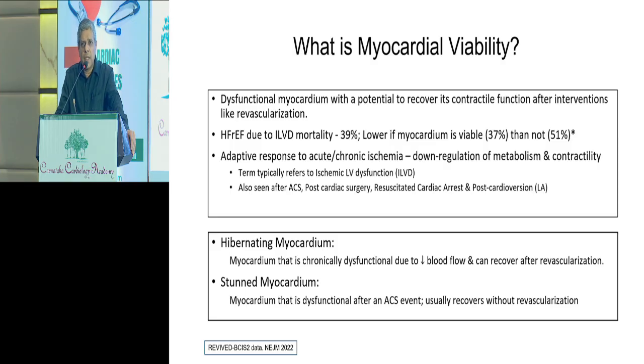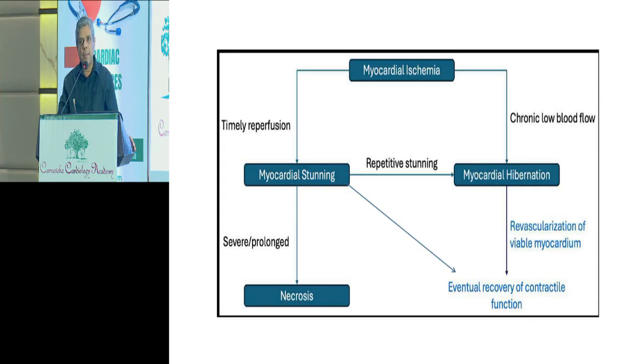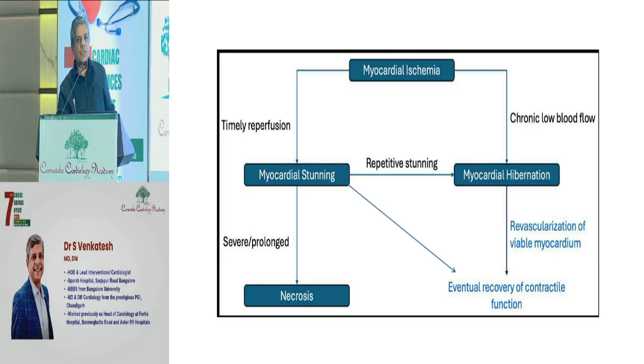Then there is something called stunned myocardium. After acute coronary syndrome, the LV seems down, but over a period of time, it can recover even without revascularization. I'll show you a schema. There is this entity of myocardial ischemia, and if there is an acute coronary syndrome, on your left you see, if there is timely reperfusion, myocardial stunning can still be seen, but eventually the contractile function can recover if the perfusion is in time.